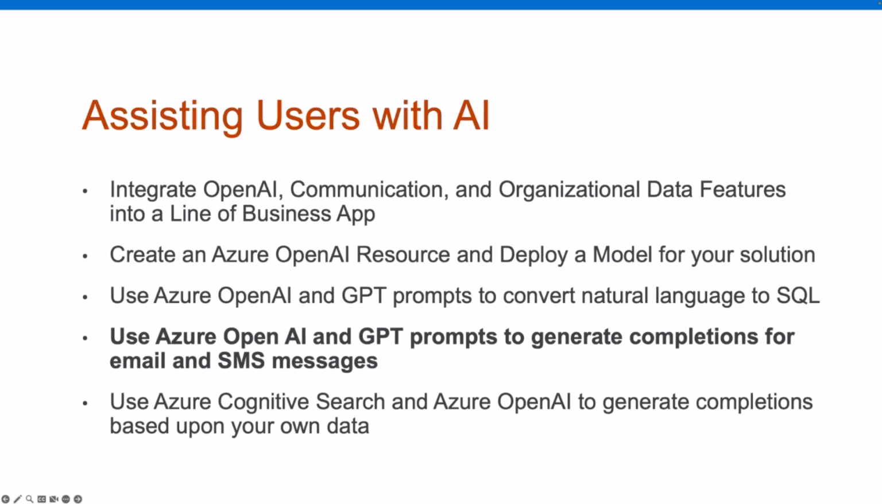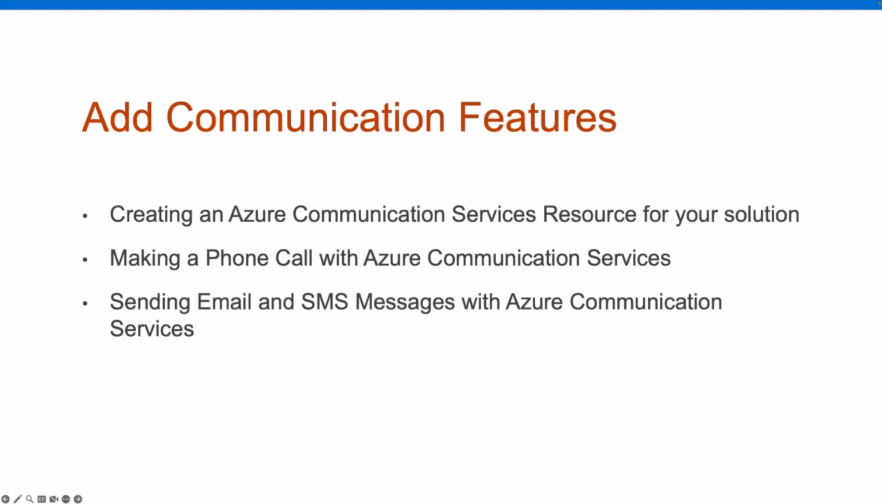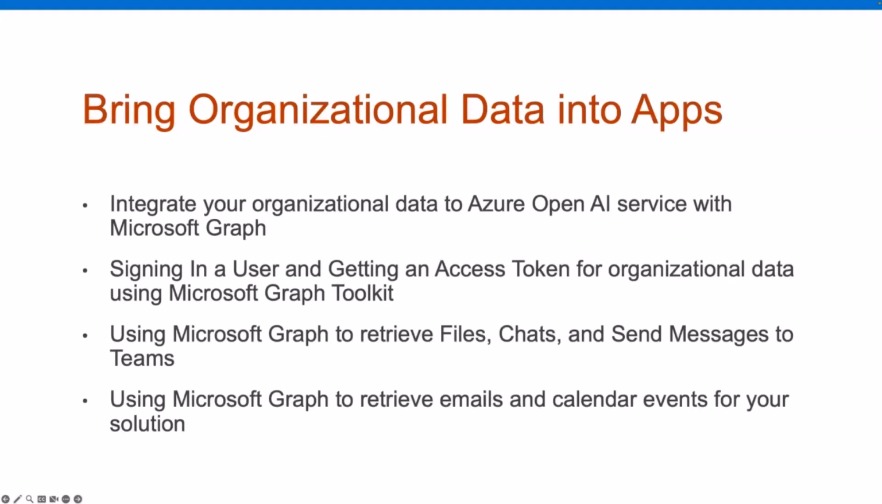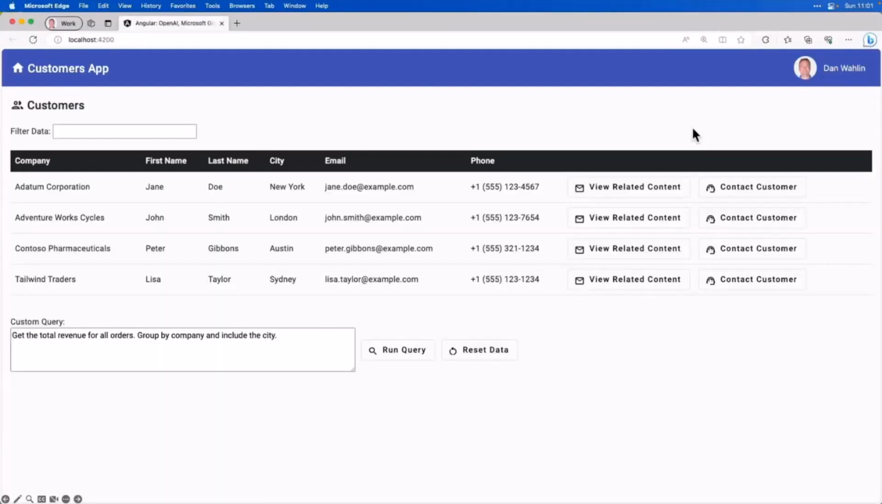And next week, we will be talking about how you can bring your data using cognitive search and Azure OpenAI. And we have more sessions related to communication features, such as creating an ACS resource for your solution, making a phone call, or sending an SMS or email. Stay tuned for those sessions coming up. And finally, we will be showing you how you can bring organizational data into your apps, leveraging Microsoft Graph and Azure OpenAI service.